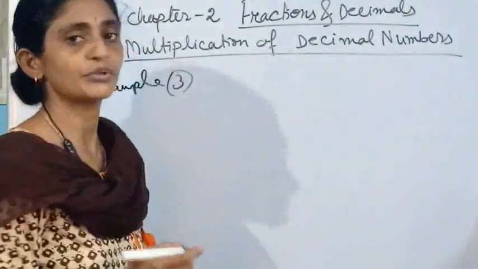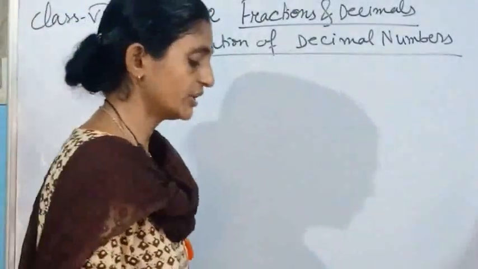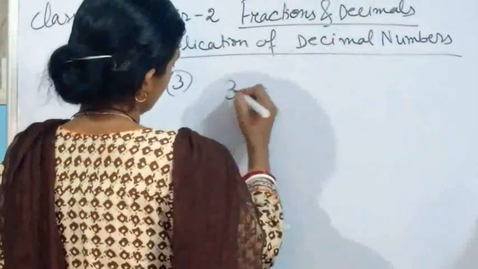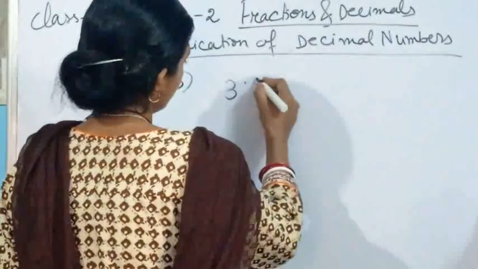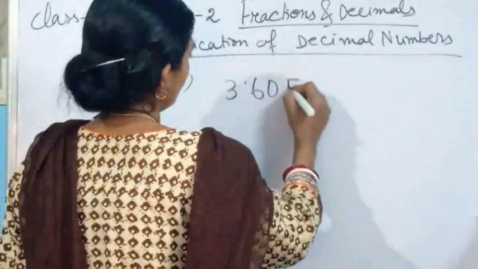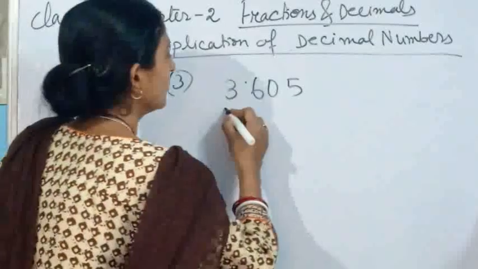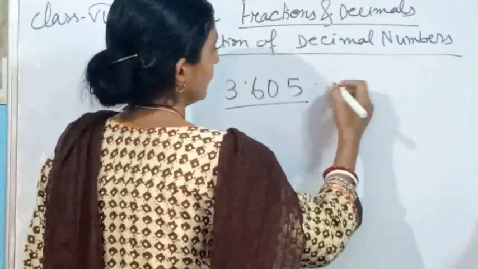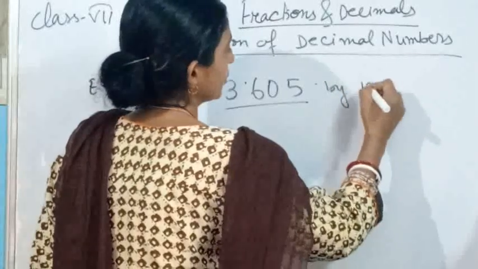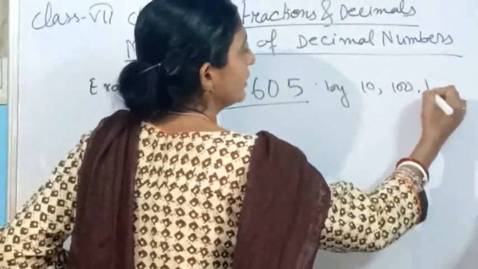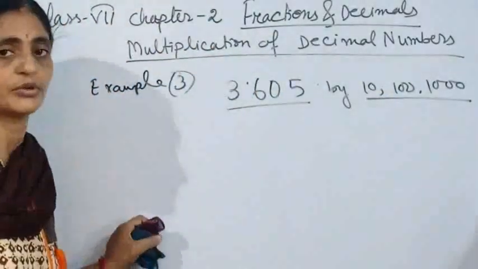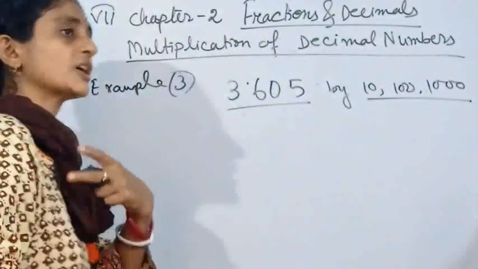Let's come to example 3. Here, let's take a number for your consideration. Let it be 3.605. And this number I will multiply by 10, then 100, then 1000. By all these three numbers, I will multiply this number. So let's come to the first case.